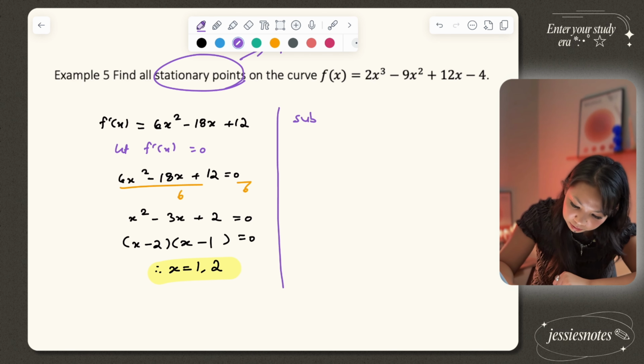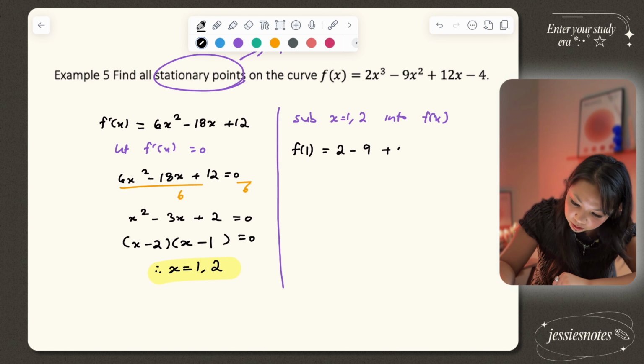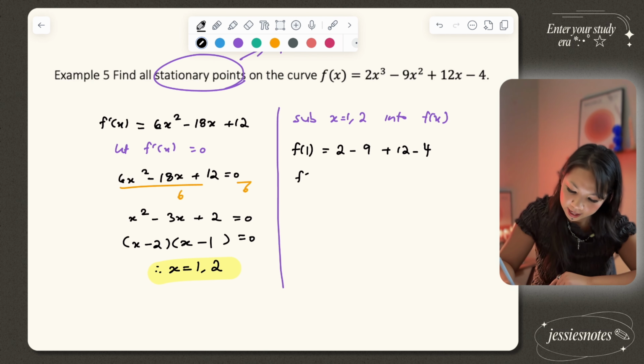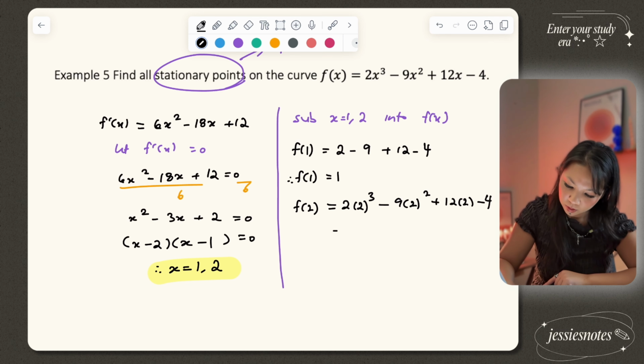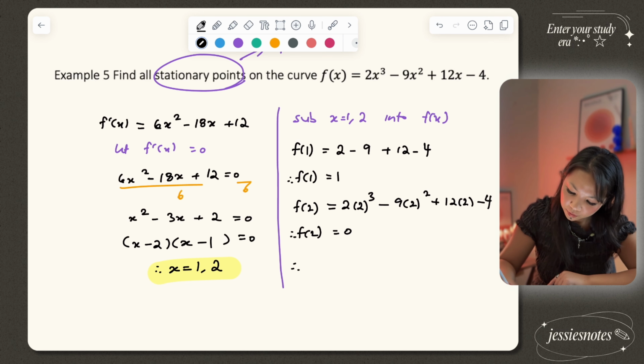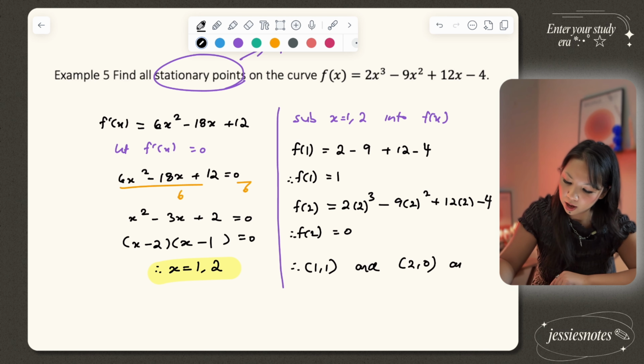So now I'm going to substitute x equals to 1 and 2 into f of x. So f of 1 is going to be 2 times 1 minus 9 plus 12 minus 4. We're going to get f of 1 equals to 1. And now f of 2 is going to be 2 times 2 cubed minus 9 times 2 squared plus 12 times 2 minus 4, which is 0. So therefore, we get (1, 1) and (2, 0) are our stationary points.